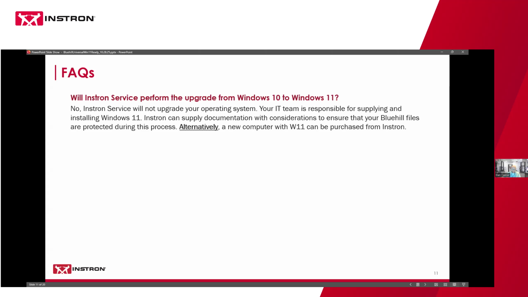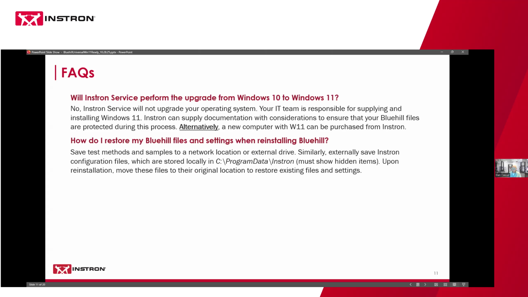So the second question, which I sort of alluded to in the first, is how do I restore my Bluehill files and settings when reinstalling Bluehill? Of course, as you're using your equipment, you have a library of test methods that you depend on. You have all your historical sample files and data that you could already be storing on a network location, not on the local PC. So that would be great.